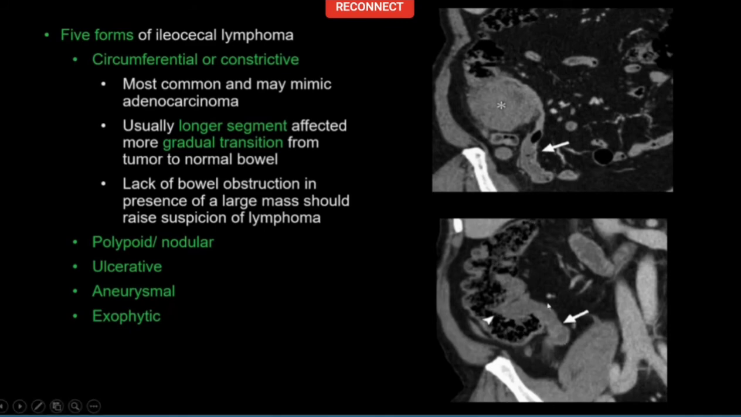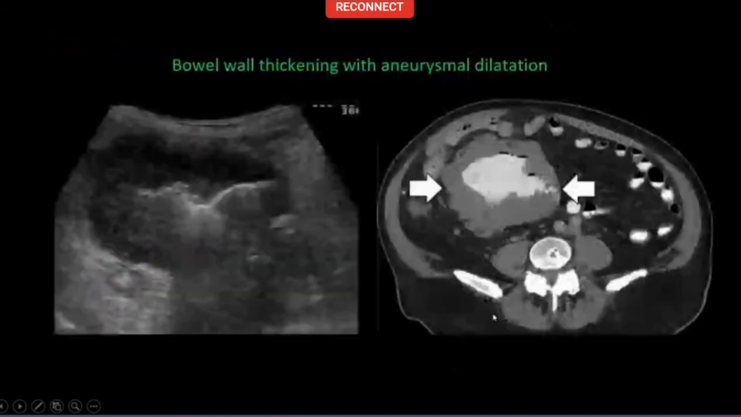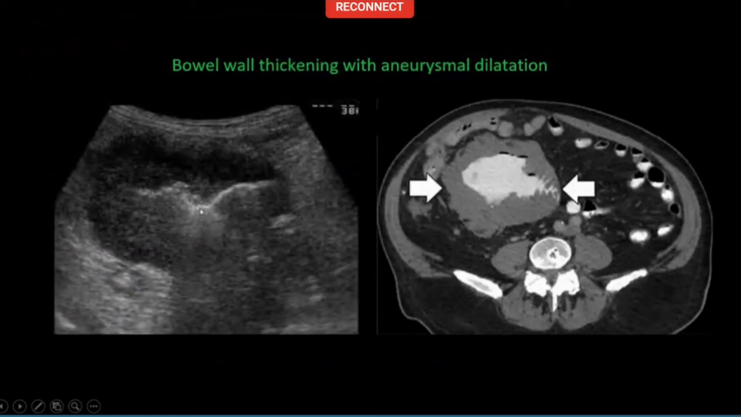Over here, you have a classical lymphoma, which is showing lack of bowel obstruction. This is a long segment, which is showing a gradual transition from normal to abnormal thickening, which is eccentric. As well, we need to remember, this is the aneurysmal dilatation, where you can see a bowel wall thickening with air and contrast medium entrapped in between. So this is the aneurysmal pattern of lymphoma.